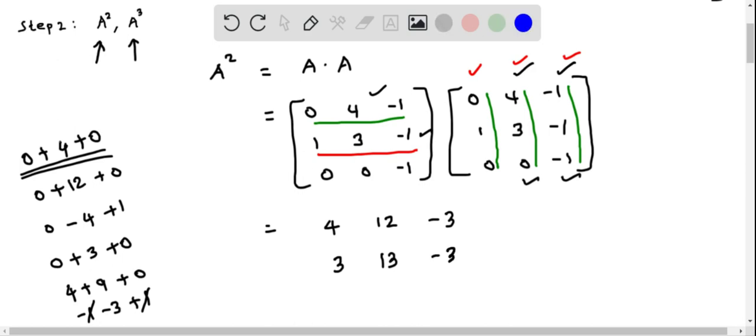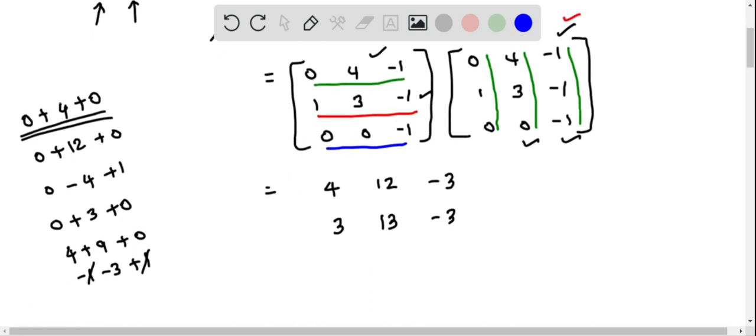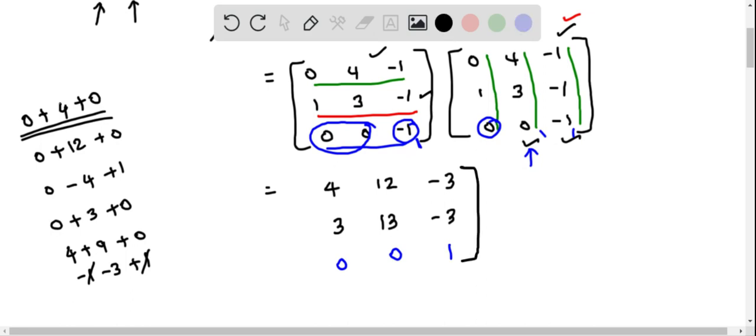Now I consider the last row of the first matrix, multiply with each of the columns in the second matrix. Since we have two zeros here, we just have to multiply this element with the corresponding element. So negative 1 times 0 is 0. And similarly, when we look at the second column, this is negative 1 times 0 is 0, and negative 1 times negative 1 is positive 1. So basically, this is the matrix A power 2.